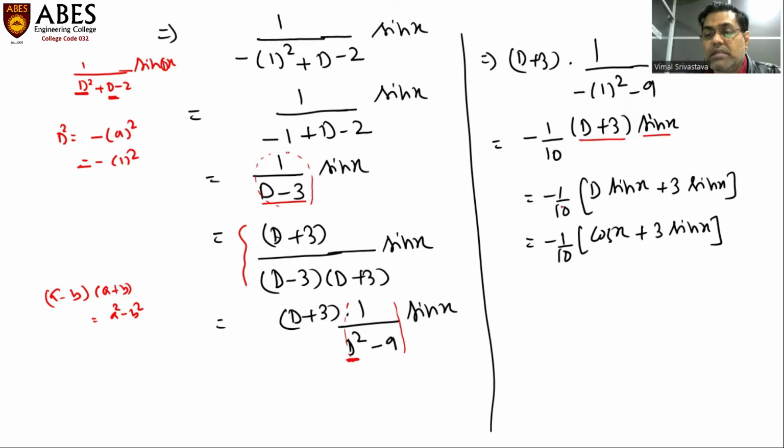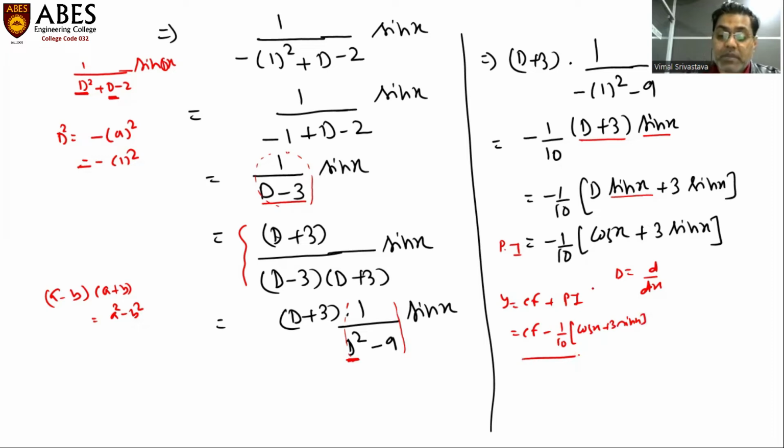Simplifying this, we get −1/10 (D sin x + 3 sin x). Basically, what is D here? D is nothing but d over dx, the differential operator. Once we apply this differential operator on sin x, the differentiation of sin x is cos x, and this is 3 sin x. So this is our PI. In this case, our solution will be y = CF, which we will calculate, plus PI. So that means CF plus whatever PI we have got here, −1/10 (cos x + 3 sin x). That is our complete solution.